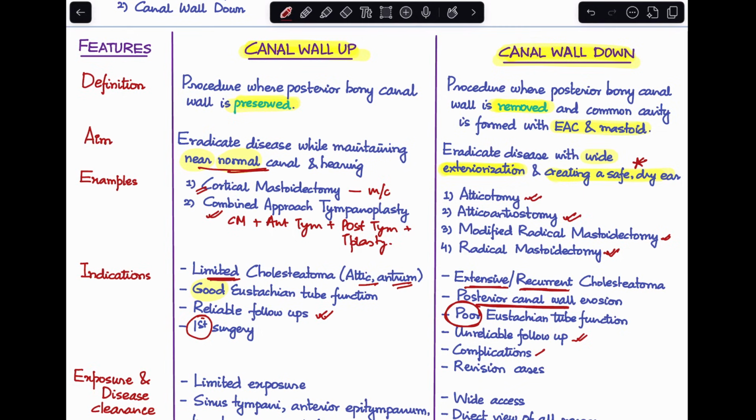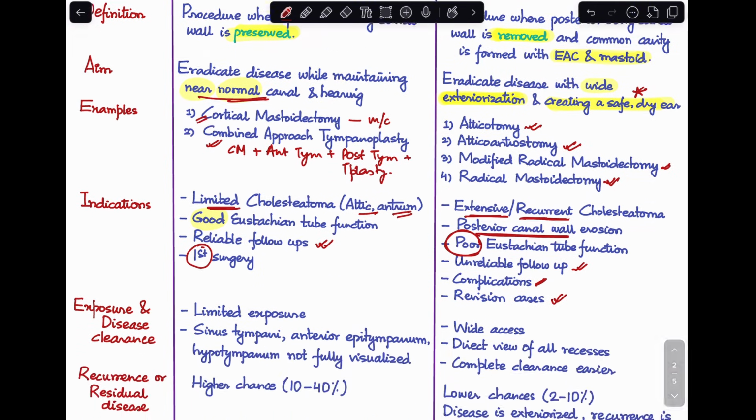Even in cases which are complicated with the different complications of CSOM, intracranial or extracranial, it is preferable to perform a canal wall down procedure. And last of all, last indication would be revision surgeries. We should definitely go for canal wall down procedures. So these are roughly simplified indications of canal wall down and canal wall up. I'll talk more about specific indications to each of the surgeries I mentioned before in a separate video.